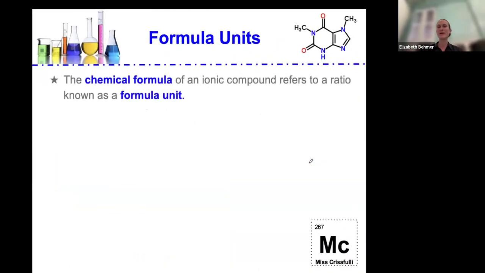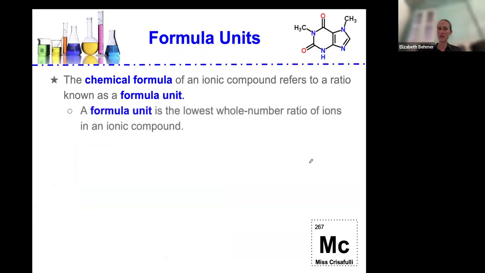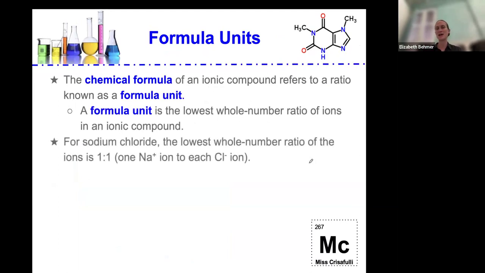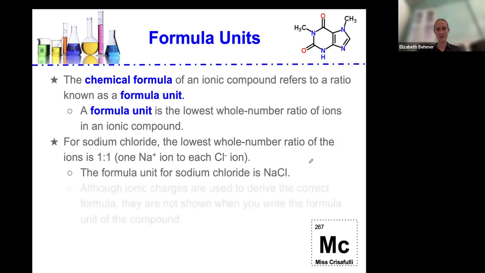The chemical formula of an ionic compound refers to a ratio known as the formula unit, and a formula unit is the lowest whole number ratio of ions in an ionic compound. So for example, for sodium chloride, the lowest whole number ratio of ions is 1:1, where you have 1 sodium ion to each 1 chlorine ion. The formula unit for sodium chloride then is NaCl.